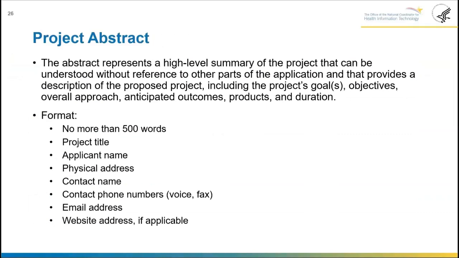The project abstract represents a high-level summary of the project that can be understood without reference to other parts of the application, and that provides a description of the proposed project, including the project's goal, objectives, overall approach, anticipated outcomes, products, and duration. The format should be no more than 500 words and include the following: project title, applicant name, physical address, contact name, contact phone number, email address, and website address if applicable.